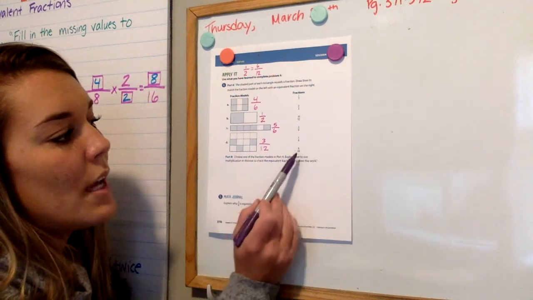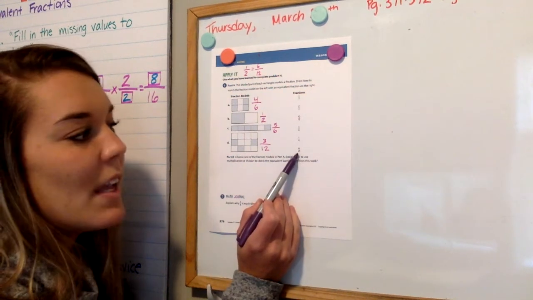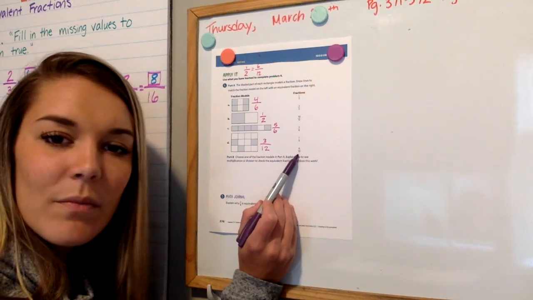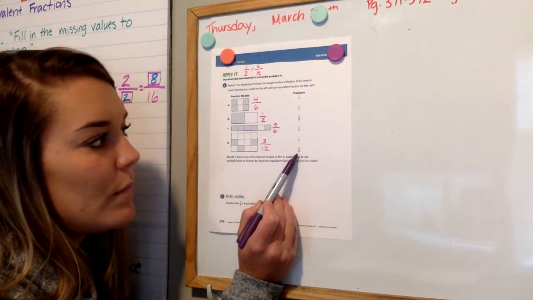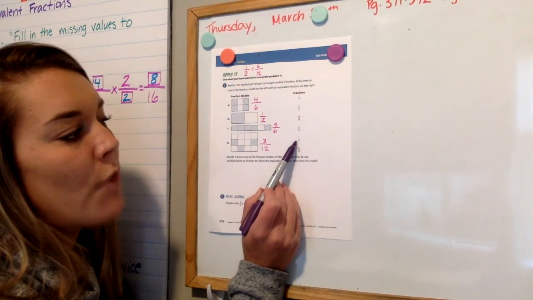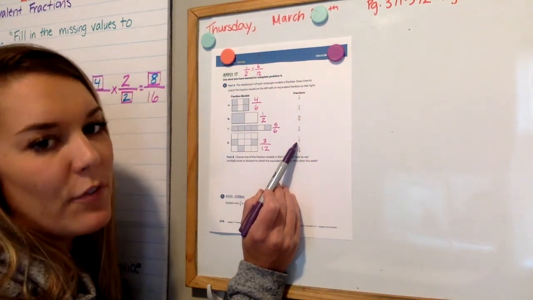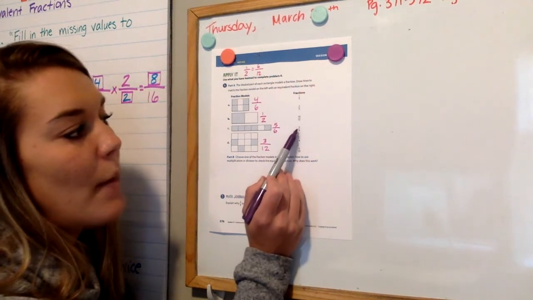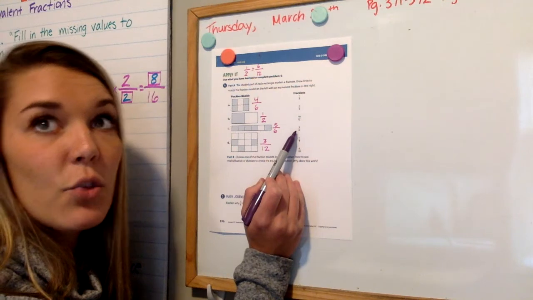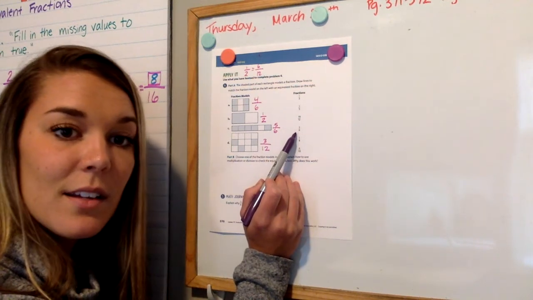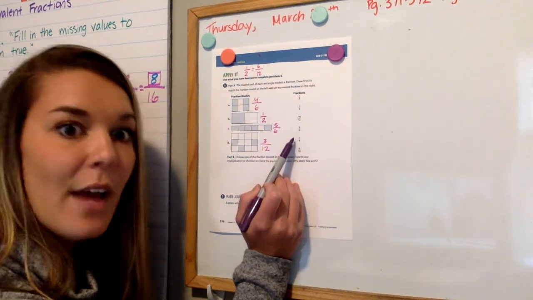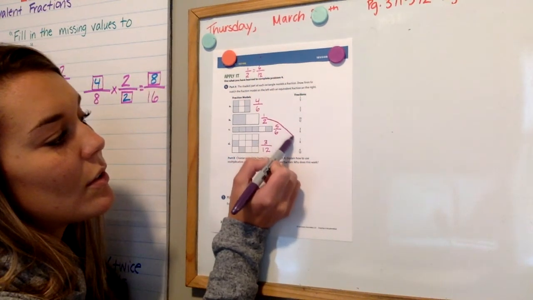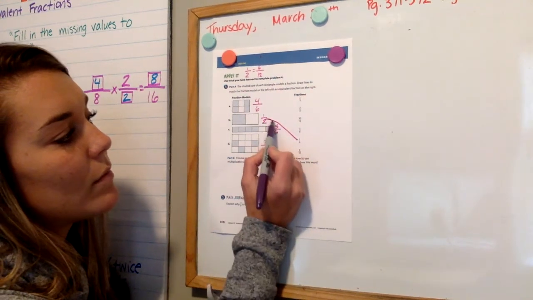How about 6/10? Is 6 half of 10? No. 5 is half of 10. How about 1/4? Is 1 half of 4? No. 2 is half of 4. How about 3/6? Is 3 half of 6? Yeah, because 3 times 2 is 6. So these two are a match. Oops, sorry, I went to the wrong one.